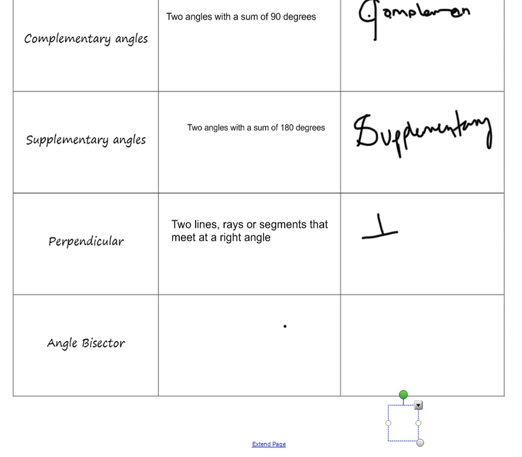And then finally we have our angle bisector, and I just wanted to have this on the same page. I know we did angle bisector last time, but your angle bisector is going to be a ray that bisects an angle or splits it into two congruent parts.